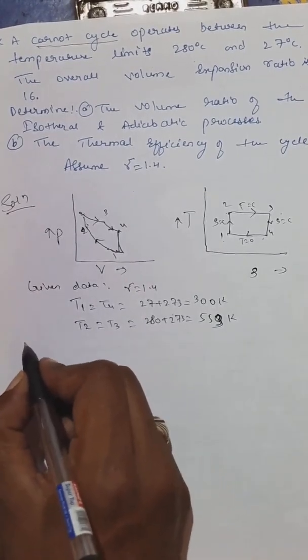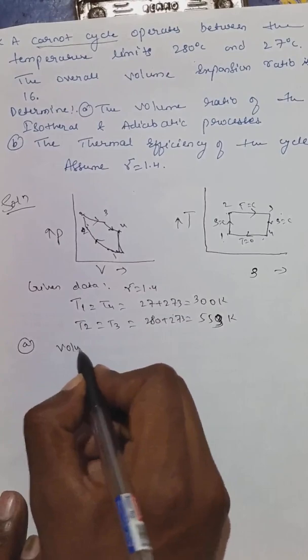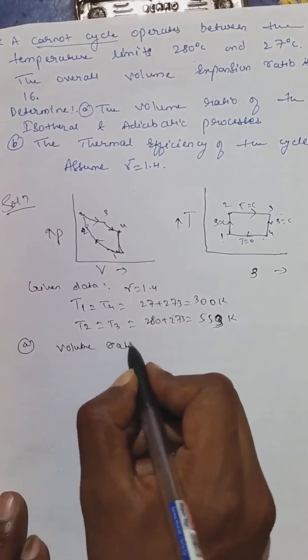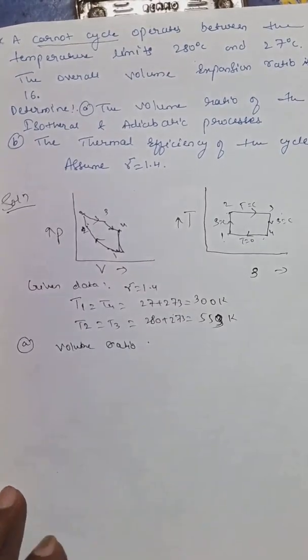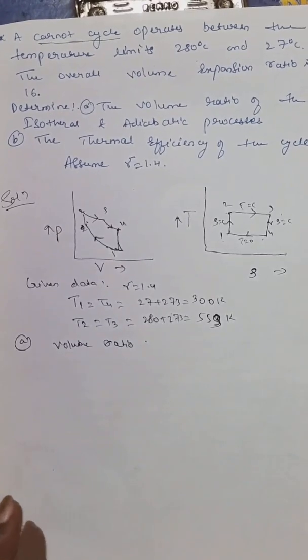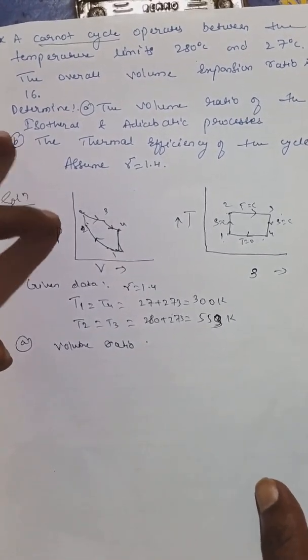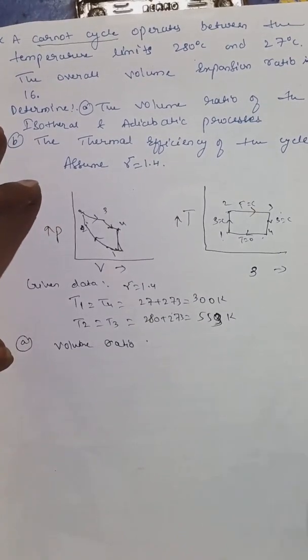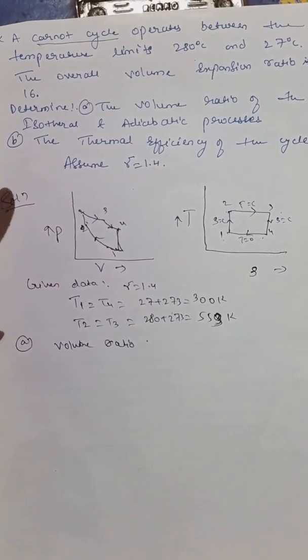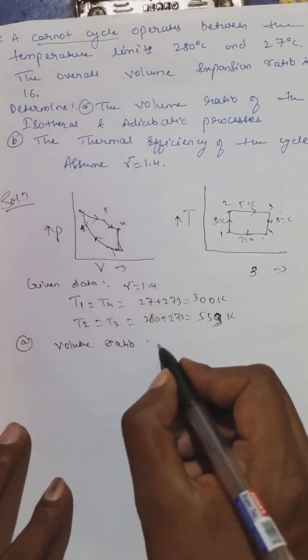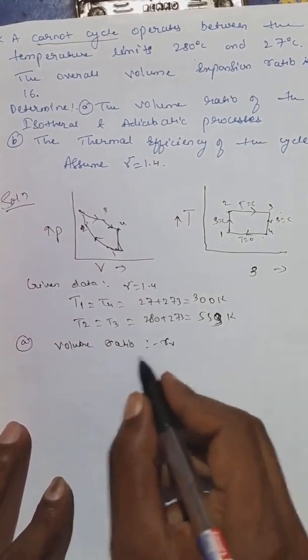Now, first we shall find out the volume ratio of isothermal as well as adiabatic processes. What does this volume ratio mean? That is V1 by V2. You have all seen this while deriving the equations for thermal efficiency and work done. We have come across a term, compression ratio, or we can call it a volume ratio, that is V1 by V2 is equal to RV. We need to find out the RV, that is compression ratio or volume ratio.